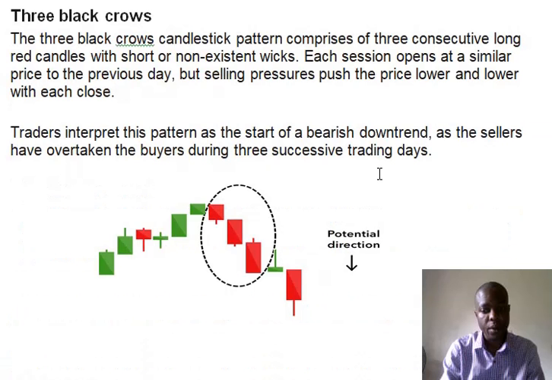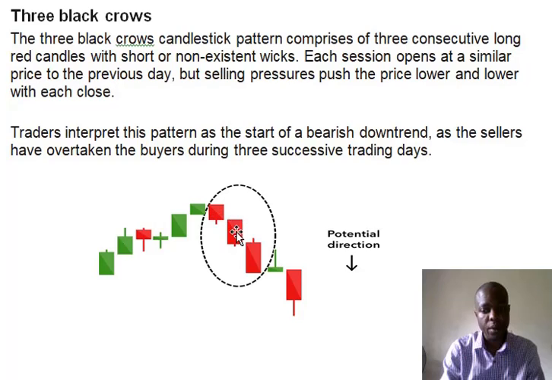So the next candlestick pattern now, we have the 3 black crows. The 3 black crows pattern is comprised of 3 consecutive long red candles with short or non-existent wicks, as you can see. This one is similar to the 3 white soldiers.